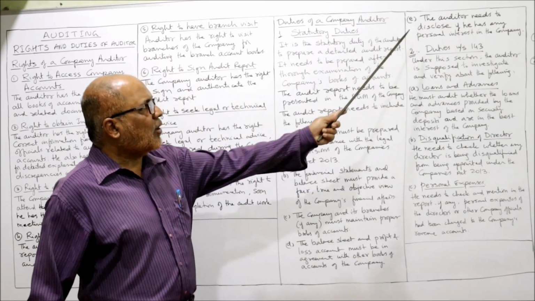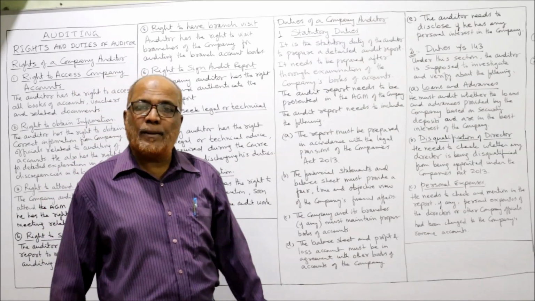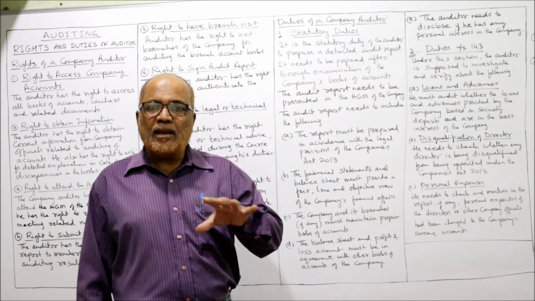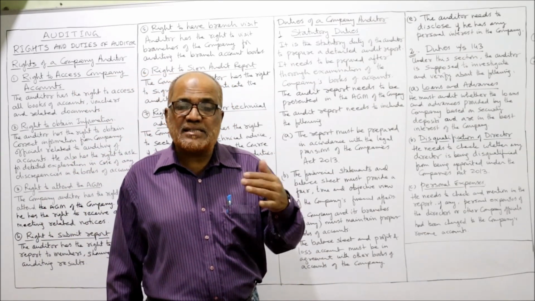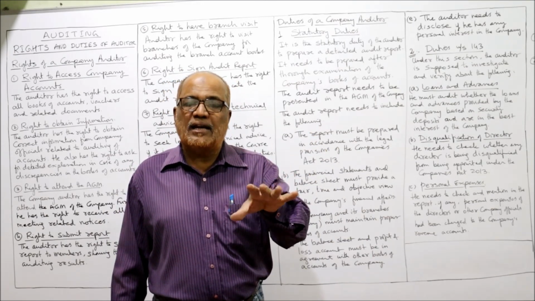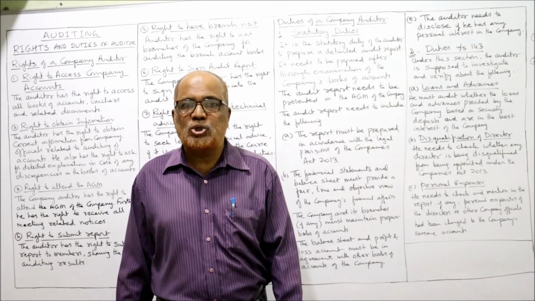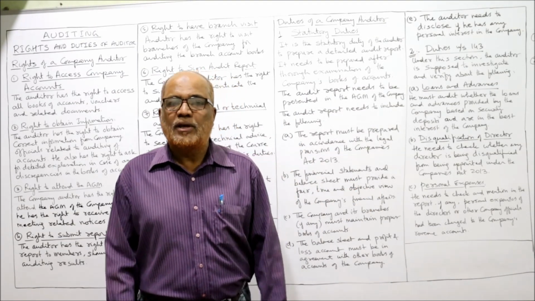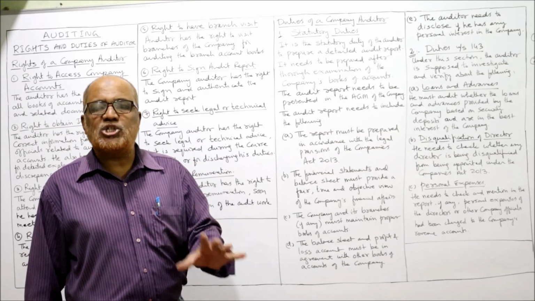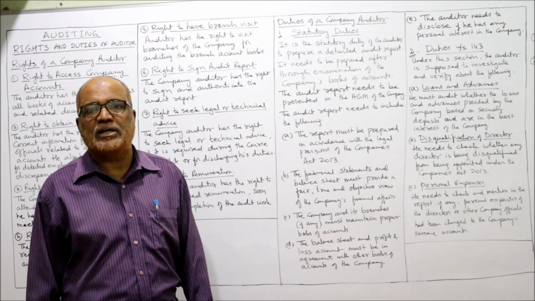The next one, the auditor needs to disclose if he has any personal interest in the company. Sometimes an auditor may have some personal interest in the company. If there is any personal interest of the auditor in the company, that fact should be shown in the audit report. So these are the statutory duties every auditor must follow in a company audit.